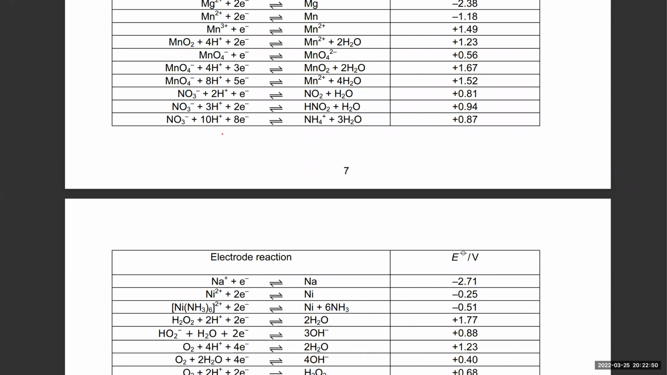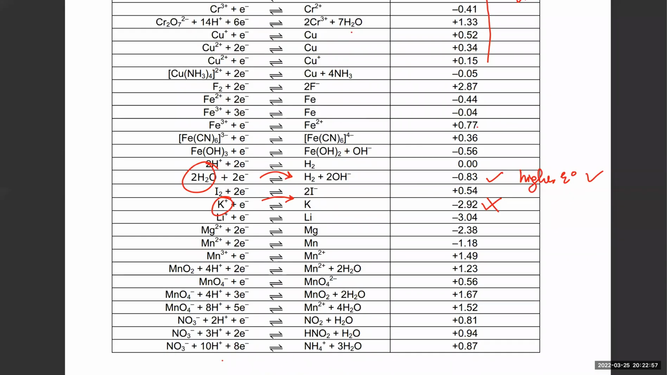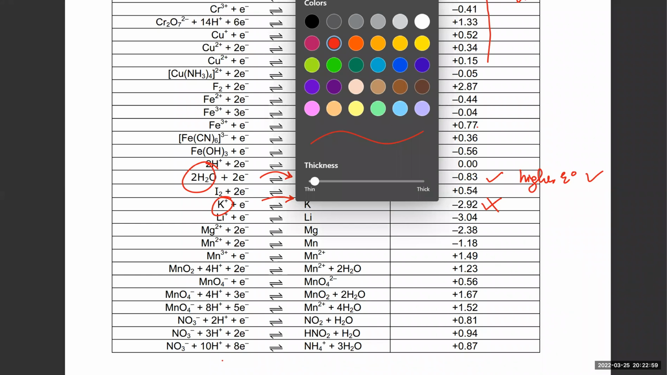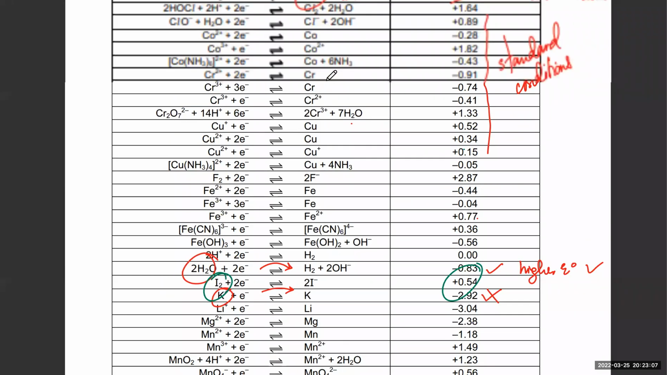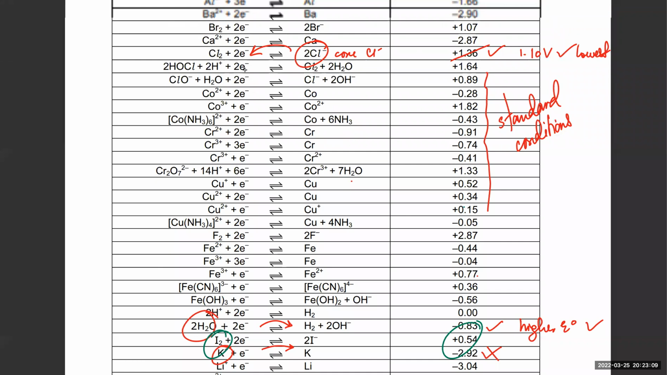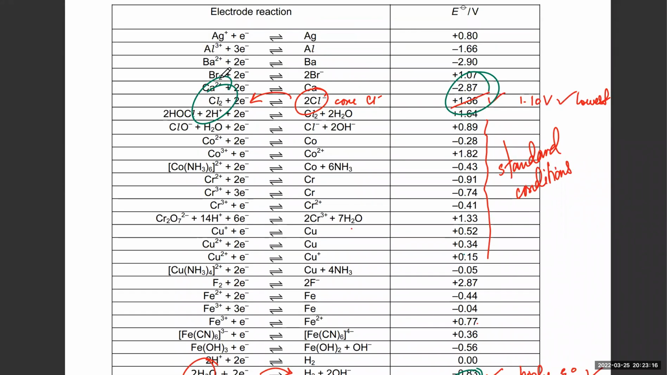So where are chlorine, bromine, and iodine? I've got iodine over here, that's 0.54 volts. I've got chlorine over here, that's 1.36 volts, and I've got bromine somewhere, that's right at the top. So bromine is 1.07 volts.